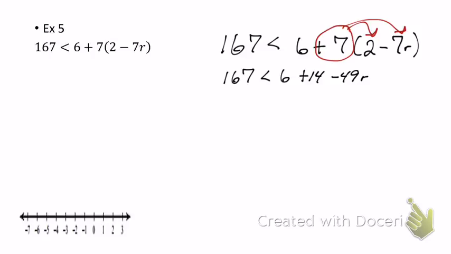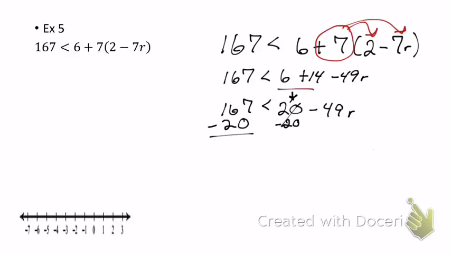I'm going to combine my like terms. I see that 6 plus 14 here. So 6 plus 14 would leave us with 20 minus 49r. Now, we could rearrange it, but I'm going to start by canceling out this number that doesn't have a variable. I'm going to look to move that to the other side. Since that's a positive 20, I'm going to do minus 20 here and minus 20 over here. So that'll leave us with 147 is less than negative 49r.